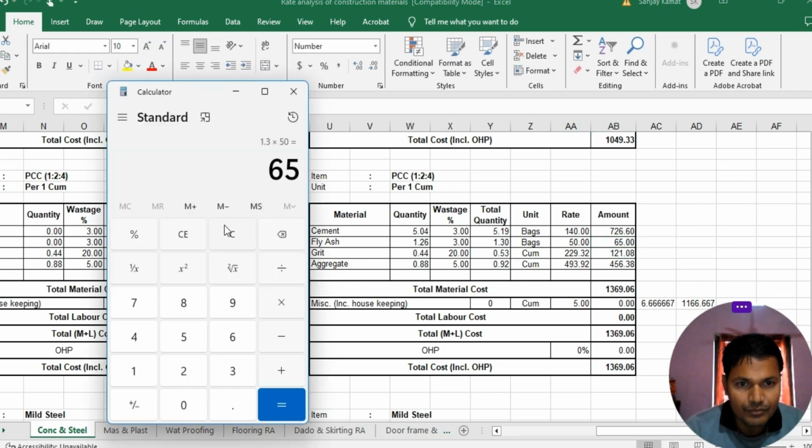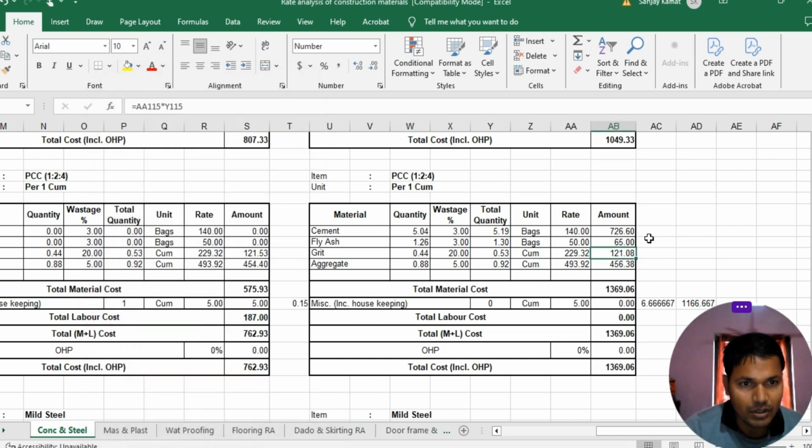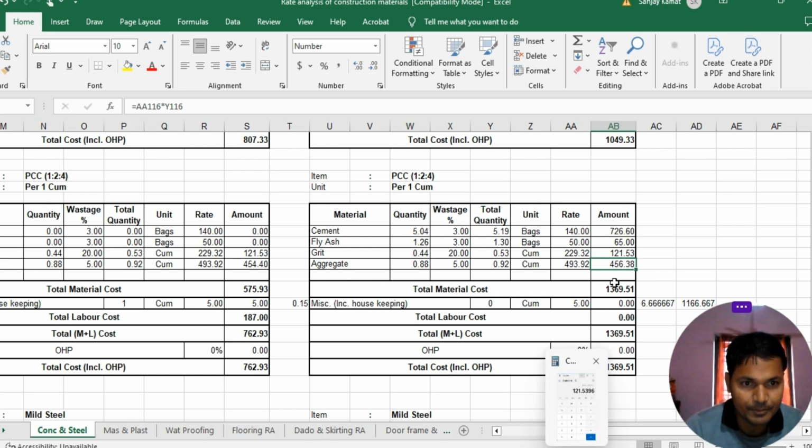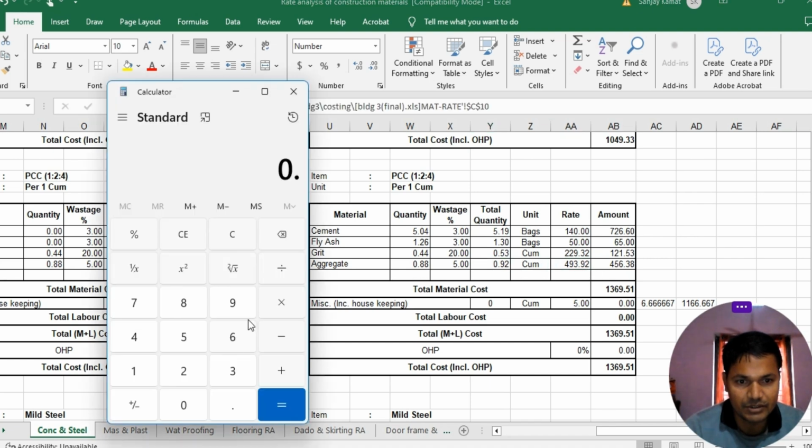Now we will again have the grit. We have 0.53 into 229.32, how much? 121.53. So this amount is a mistake. So 121.53. Okay. So total quantity how much? 0.92, and the rate.